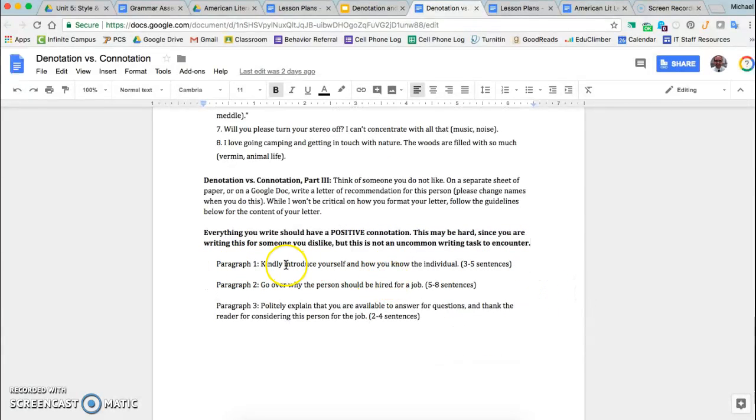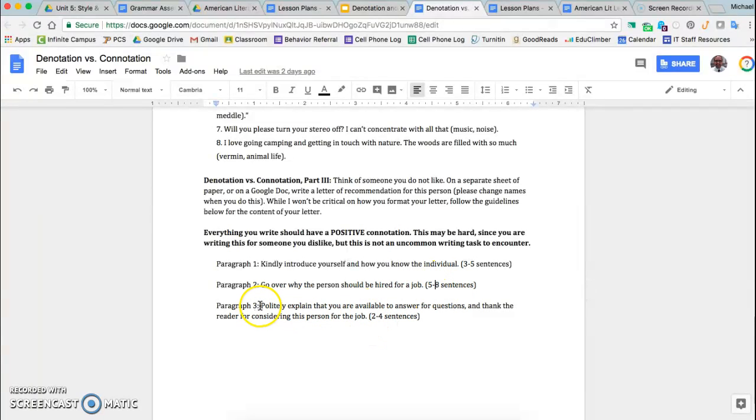So in the first paragraph, you should kindly introduce yourself and how you know the individual. That should be 3 to 5 sentences. And you need to, again, be very respectful of the person that you're writing to. In the second paragraph, this is where you're actually going to go through that person and why they should be hired for the job. So you're going to focus on positive things with 5 to 8 sentences.